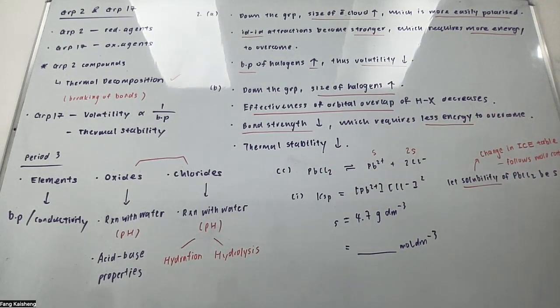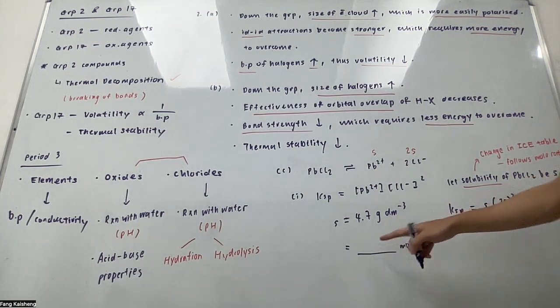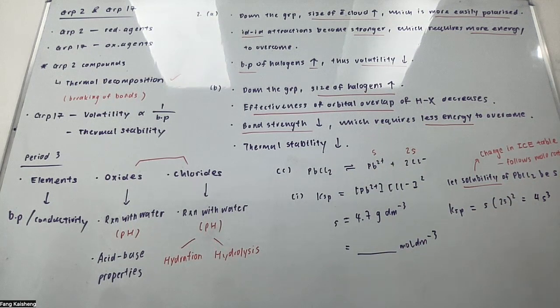In other words, what we can do over here is to substitute into KSP. KSP is just S times 2S squared. Guys, what should I get here? Okay, good, 4S cubed. Then later when you find the S value, you can just substitute it here to get the final answer. Okay, this is a very standard solubility and KSP pattern.